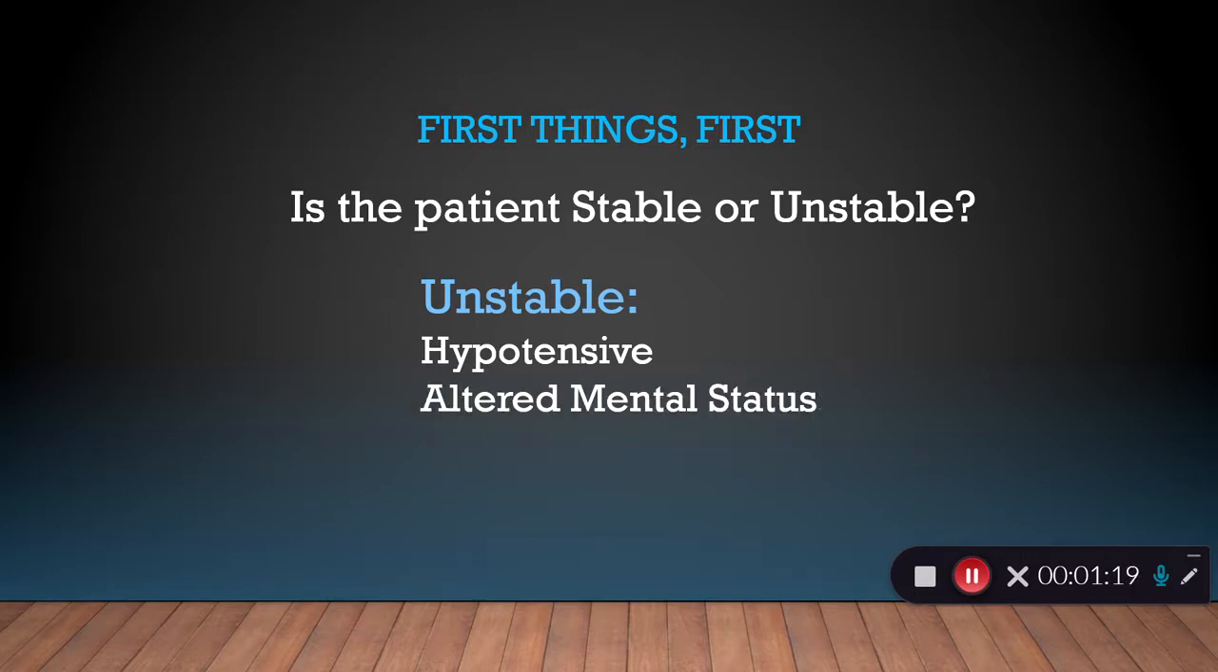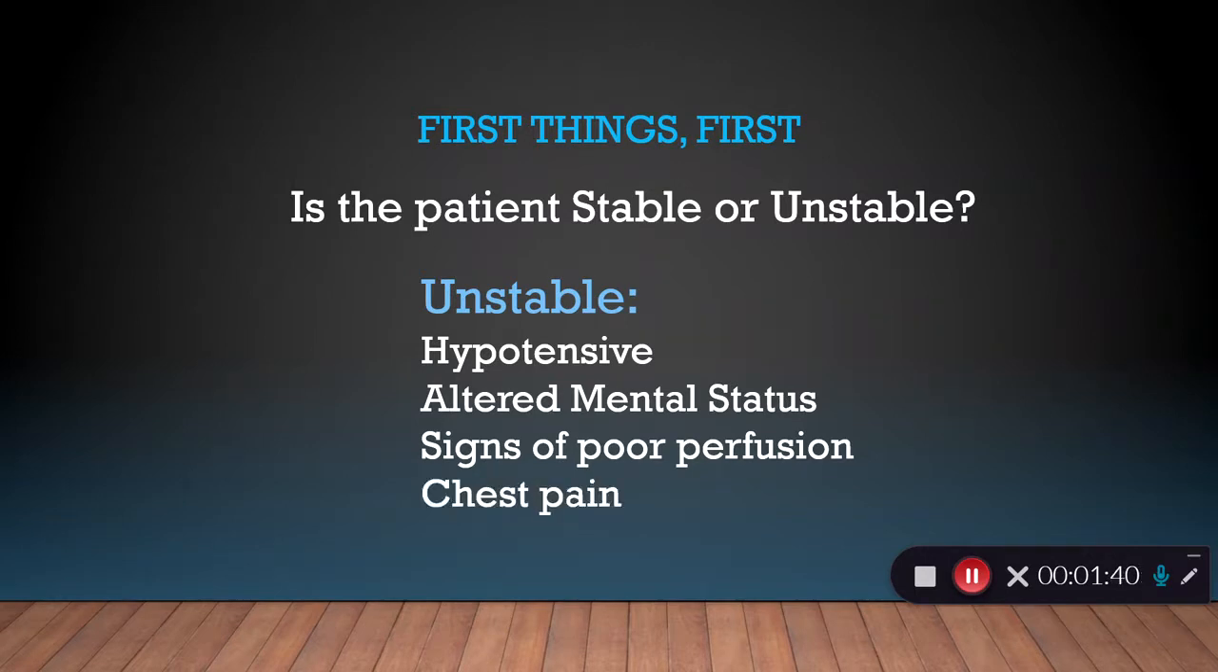Okay, altered mental status. That is a sign that our brain is not getting the oxygen it needs. It makes them unstable. Okay? If there are other signs of poor perfusion, cyanosis, mottling, those kinds of things that are going to tell us that the perfusion is poor, that will make them unstable. And then the very last thing is chest pain.